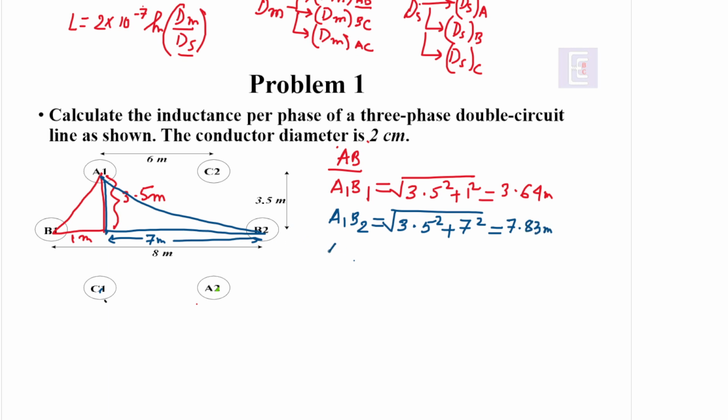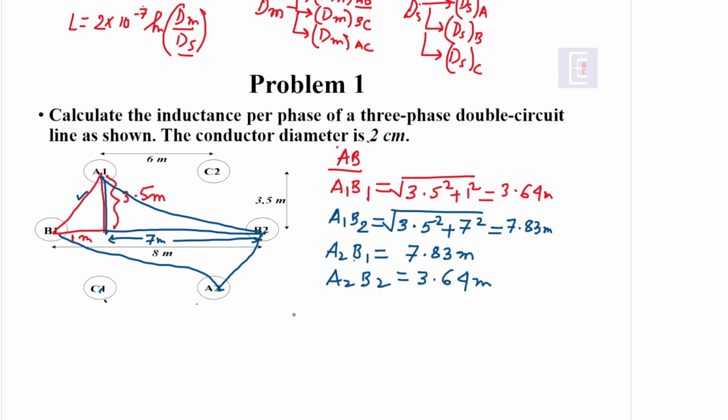The next possible combination is A2B1. What is A2B1? A2B1 is this distance. Now luckily, due to the symmetric nature, A1B2 and A2B1 are exactly the same. So A2B1 will be 7.83 meter. And finally, we have A2B2, this distance. Again, by the symmetric nature, A2B2 and A1B1 are exactly the same. So A2B2 is nothing but 3.64.